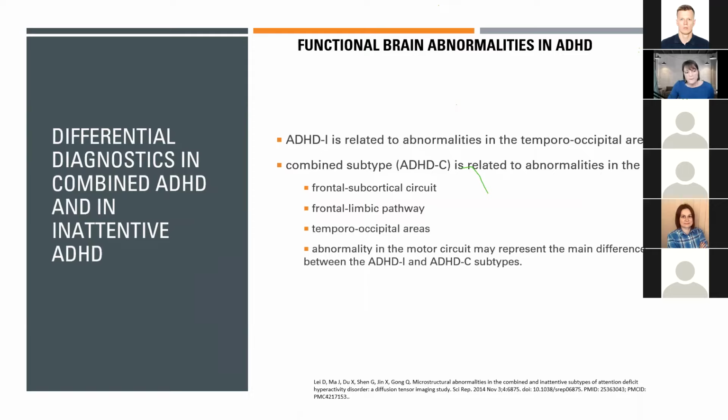Another study found that the ADHD impulsive type is related to abnormalities in the temporal occipital areas, and the combined subtype is related to abnormalities in different areas like the frontal subcortical circuit or frontal limbic pathway, temporal occipital areas, and also abnormality in the motor system. So all I show you is just to explain that it's not an easy way to identify a specific subtype of ADHD, and we need more information every time we're dealing with a real subject and with a real client.